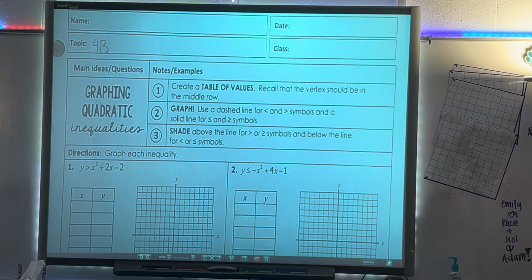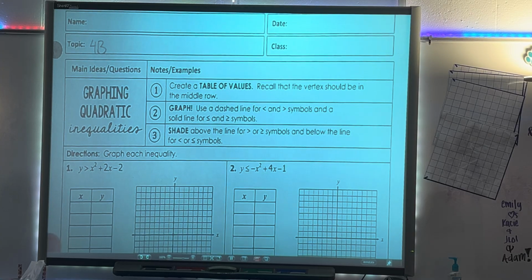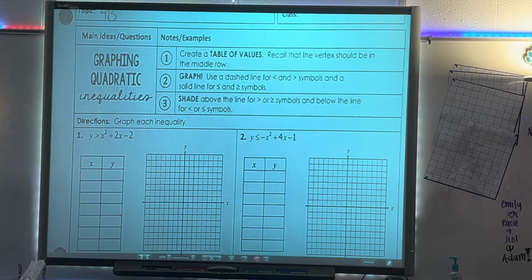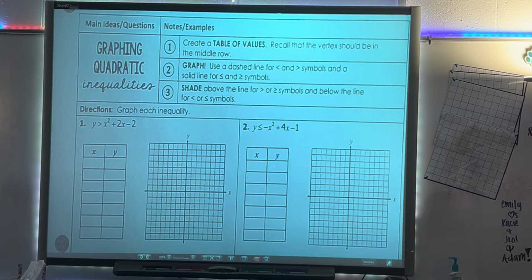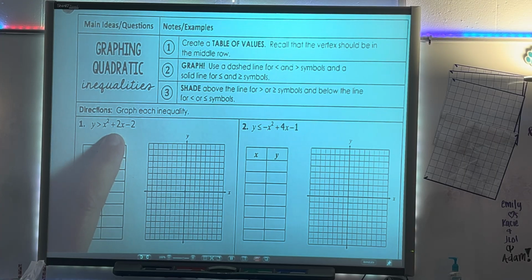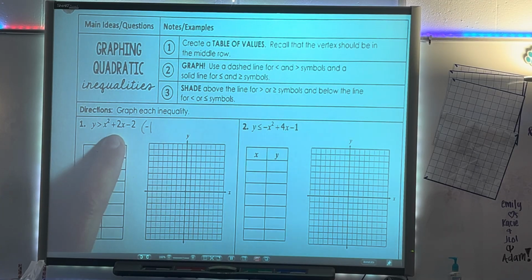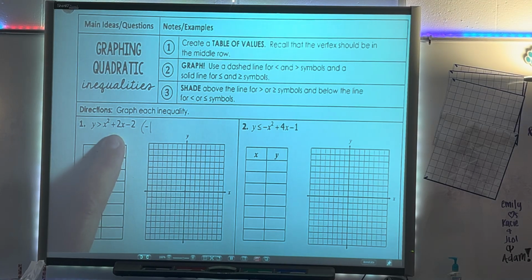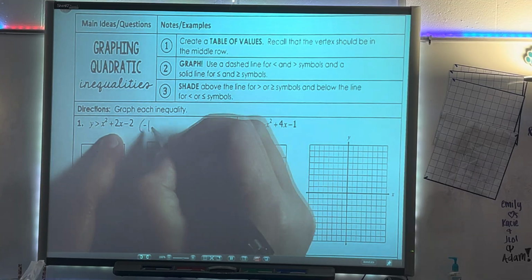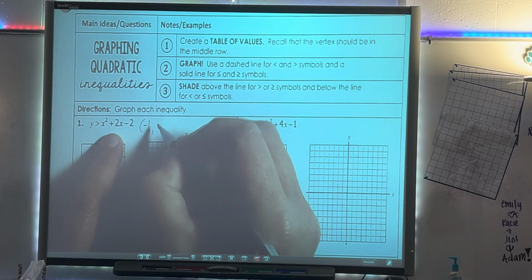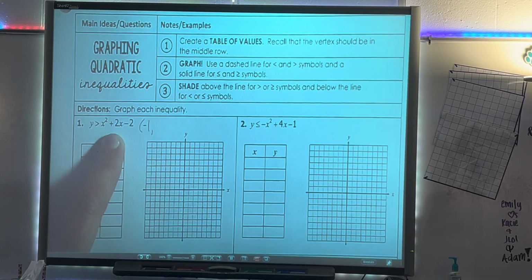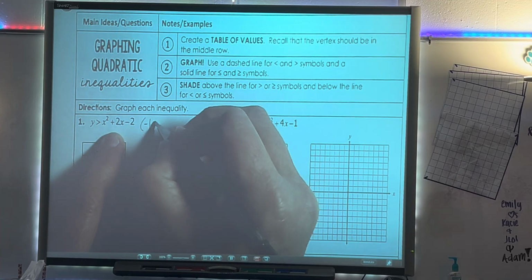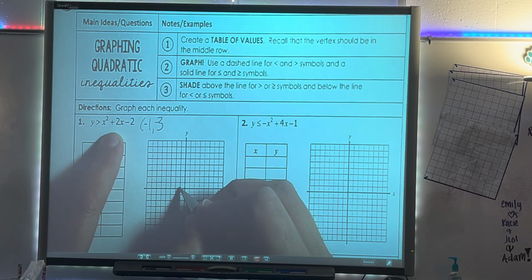Alright, where is your vertex? Remember, to find the vertex, we do negative b over 2a. So that'd be negative 2 over 2 times 1, so it ended up being negative 1. Alright, so at negative 1, what's the y value? It'll be on your table. When x is negative 1, what's y? Negative 3. So my vertex is negative 1, negative 3.